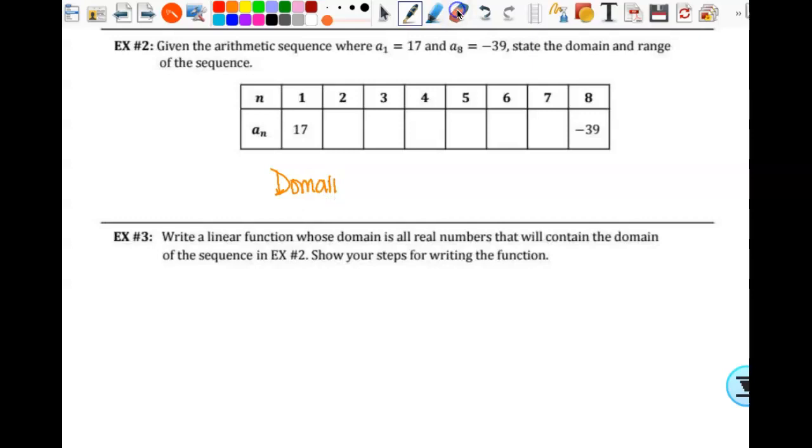Oh, actually, I'm sorry. Let me stack them. So the domain would be 1, 2, 3, 4, 5, 6, 7, 8. Right? I have to list it out because I don't get to use 1.5 and so forth. So that means the range is going to have to be in the same type of situation.